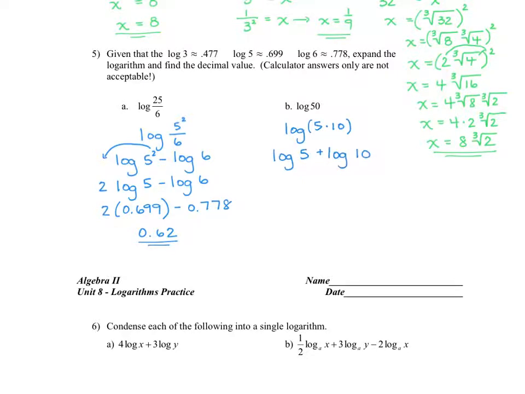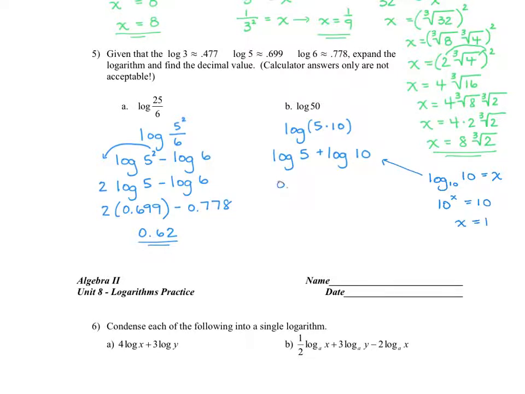Now log 5 I was given, log 10 is one of those that we should just know because it means log base 10 of 10 equals what? So 10 to what power equals 10? And that power is 1. So log of 10 is equal to 1, and log of 5 we were given.